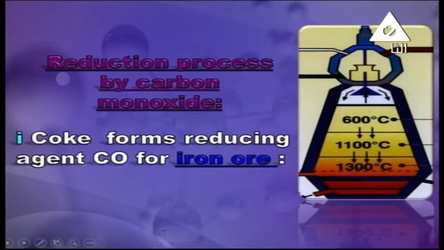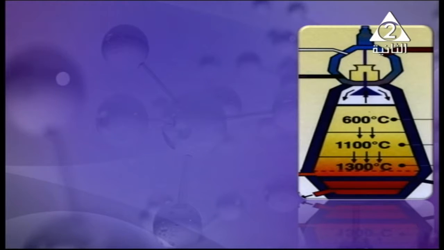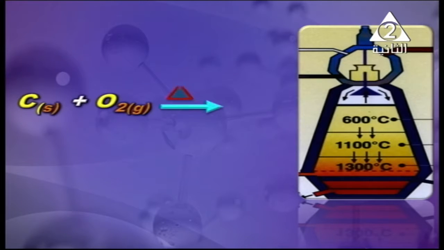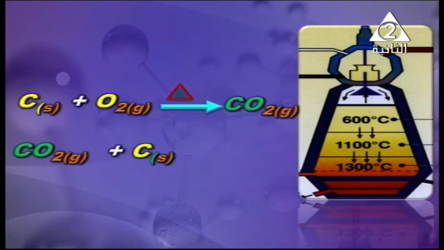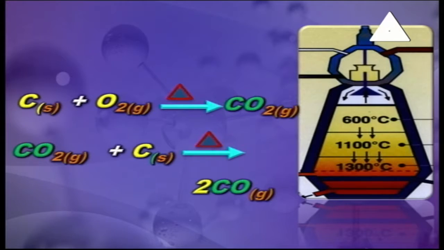So, my dear student, the coke, which forms the reducing agent for the iron ore, has the following steps: carbon plus oxygen, by heating, gives carbon dioxide gas, and then carbon dioxide gas reacts with carbon and is reduced into carbon monoxide gas, as the following animation shows.